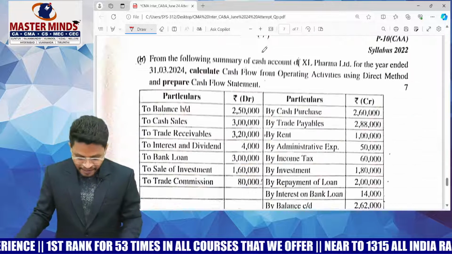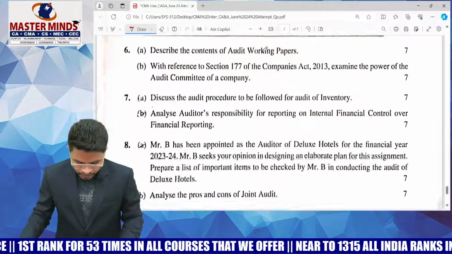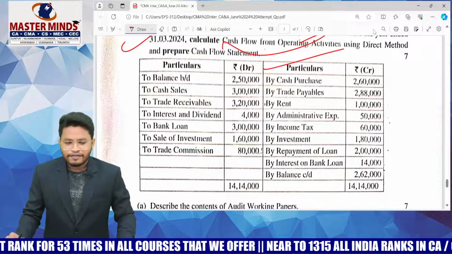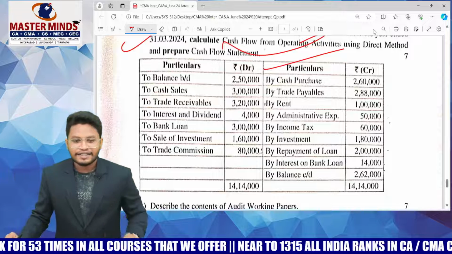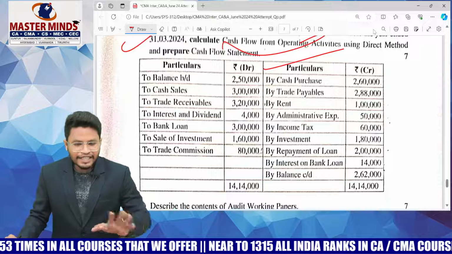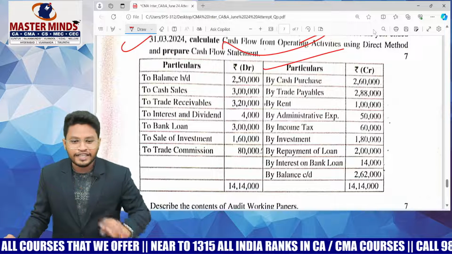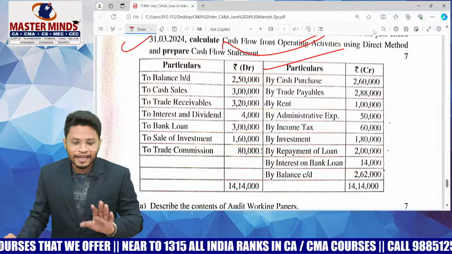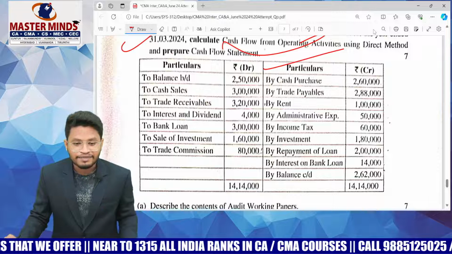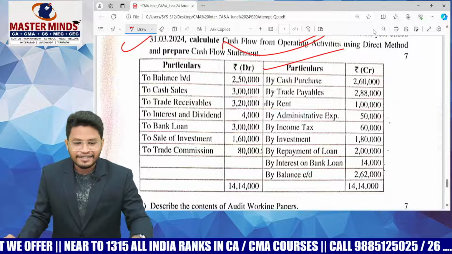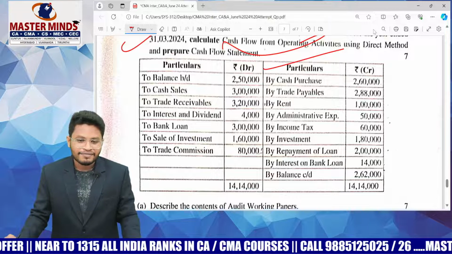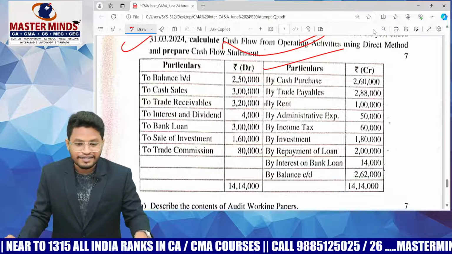And finally, cash flows from operating activities from direct method. We didn't expect this. We expected that there would be a question from indirect method. Operating activities from direct method is very easy. If it is easy, we don't prepare, right? We will not prepare because it is easy.